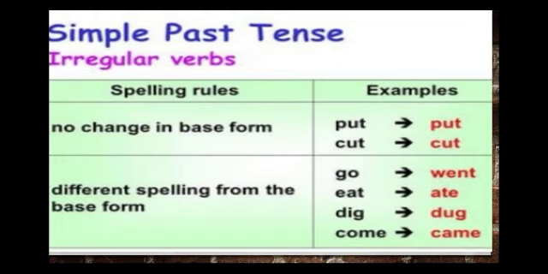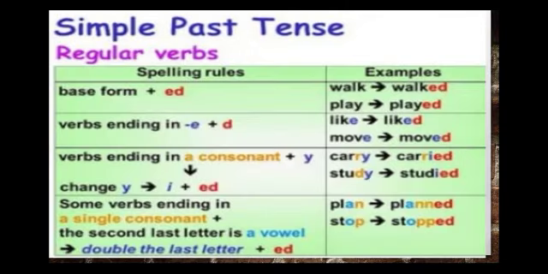past tense form. But if the verbs are regular, then we change the first form into second form by either adding D, ED or T. Now look at the first one. The base form plus ED. So we form the verb second form by adding ED. Walk, walked. Play, played. Okay, simply by adding ED, we are changing into past tense. But if the verb is ending in E, in such cases, what we do, we just add D. No ED, just D. For example, like, liked; move, moved.